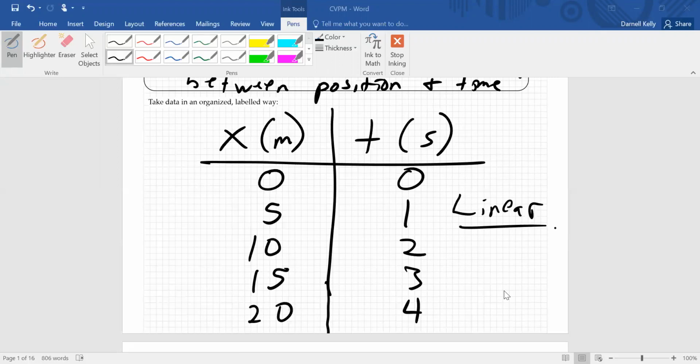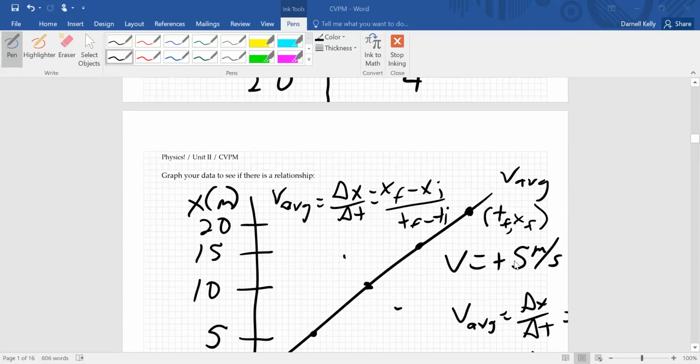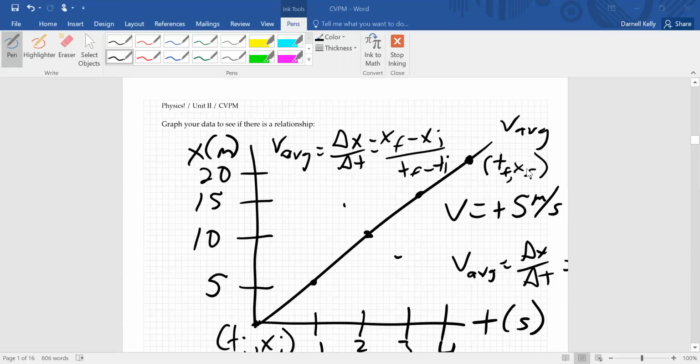Again, this is linear. Gaps are the same. Nonlinear would be something crazy, 5 to 20 to 45, you know, all that. So now we can take the slope between these points, and we get the same slope as before, which is plus 5 meters per second. That's the velocity, meaning 5 meters per second towards the east.